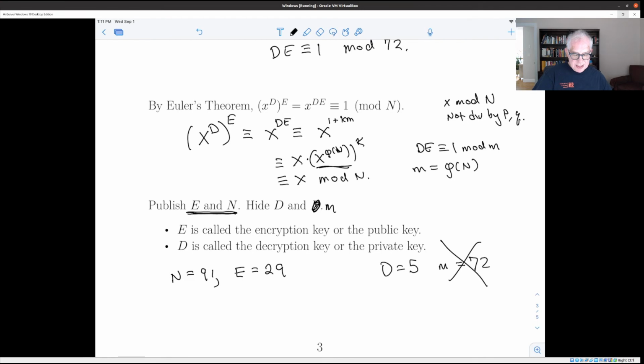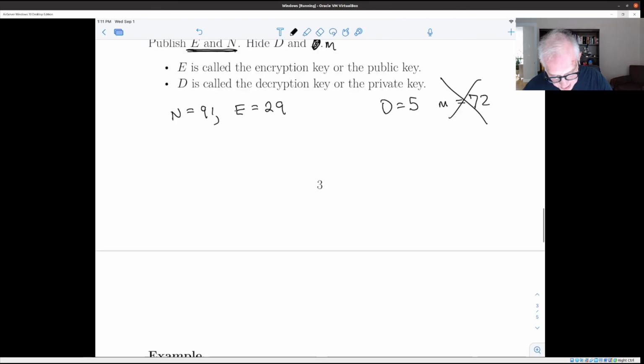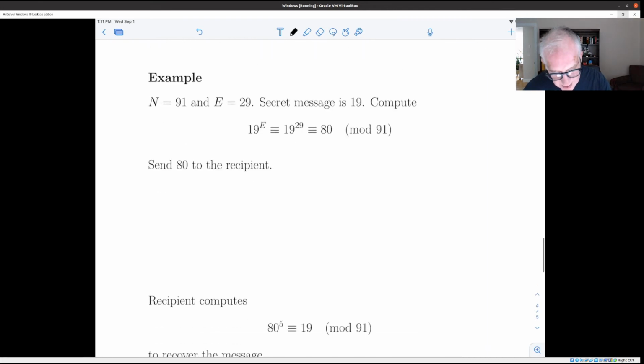And E is called the encryption key or the public key, and D is called the decryption key or the private key. Now, how do you use this? So I want to send a message. Remember, the goal is to send a message from A to B. A knows N and 29, or maybe more generally, N and the encryption key, and B knows the decryption key and also N.